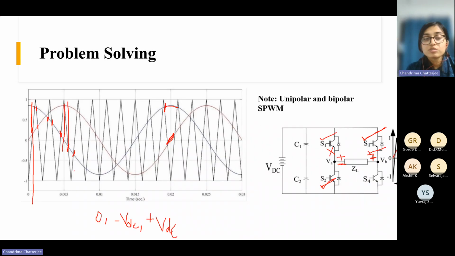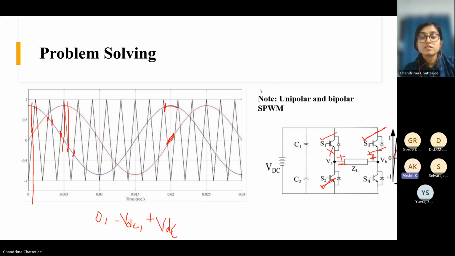So you don't have to analyze from 0 till this 0.03 interval. It is not required. Just follow a few instances and see what voltage you are getting. Then you will be able to answer this question. No need to see all the instances.